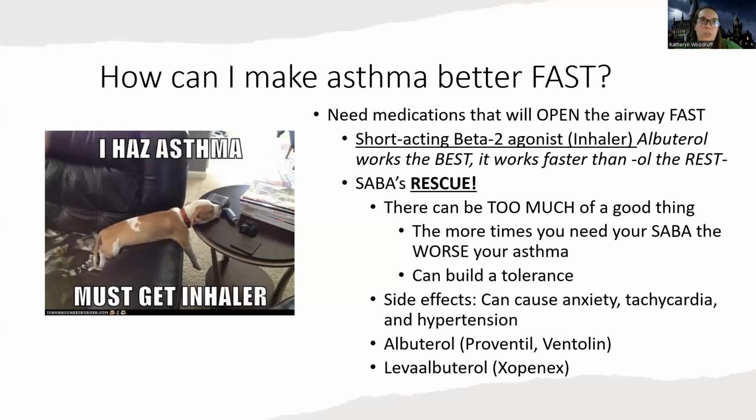And then with that as well, hypertension, that's some of that sympathetic nervous system activation. There's albuterol and there's levoalbuterol, Xopenex, this other one. This one has less of the anxiety, and you can get tremors and stuff like that, just like the anxiety, nervousness. The levoalbuterol has a little bit less of those symptoms, but can still have them too.